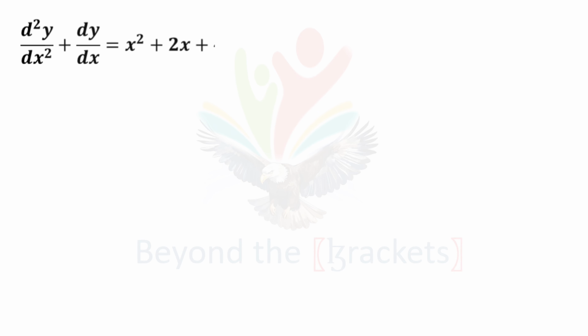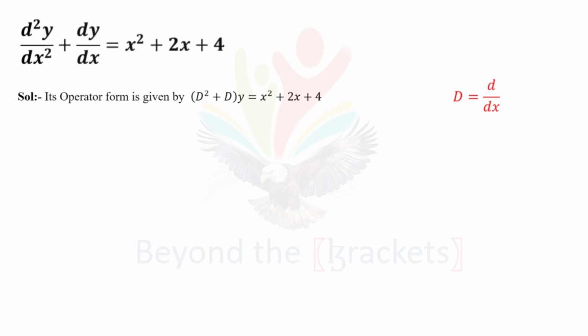Moving on to the next problem, we write the given equation in the operator form as D square plus D into y is equal to x square plus 2x plus 4, where D is equal to d by dx. Auxiliary equation is obtained by replacing D with m and equating it to 0. So we get m square plus m is equal to 0. The roots of this equation are 0 and minus 1.